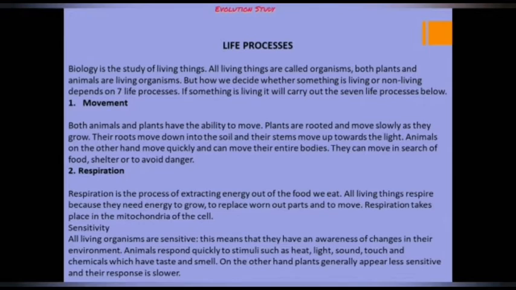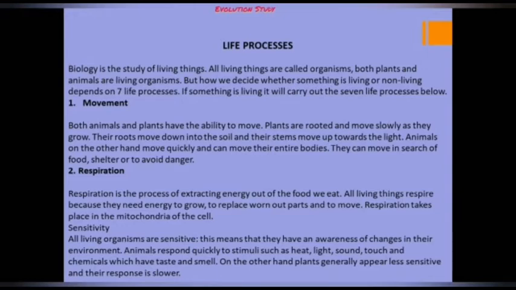Movement. Both animals and plants have the ability to move. Plants are rooted and move slowly as they grow. Their roots move down into the soil and their stems move up towards the light. Animals, on the other hand, move quickly and can move their entire bodies. They can move in search of food, shelter, or to avoid danger.